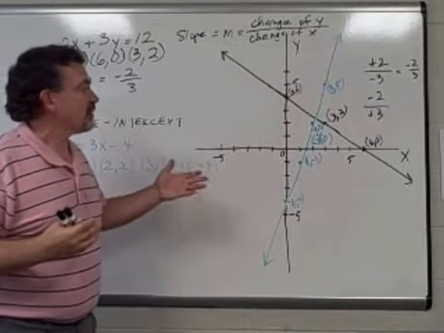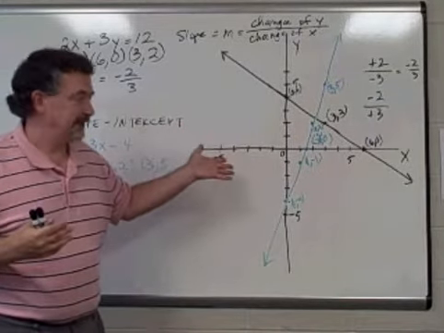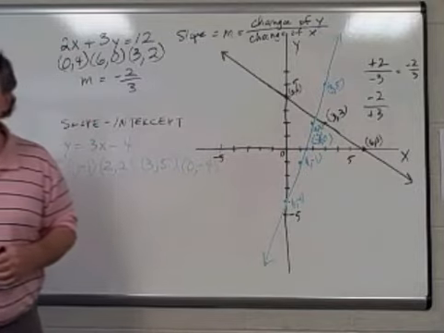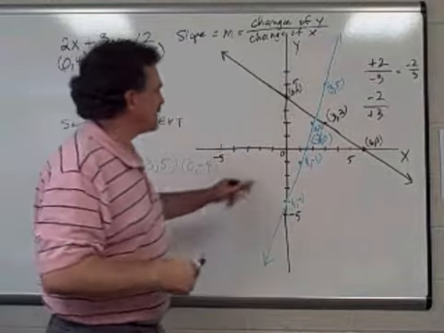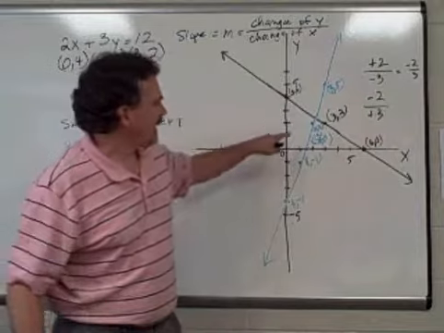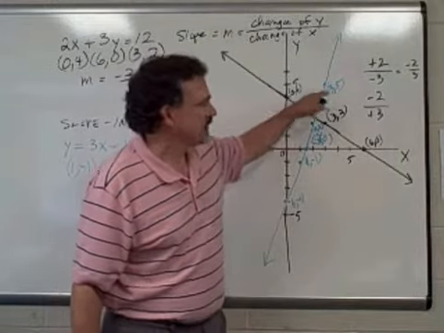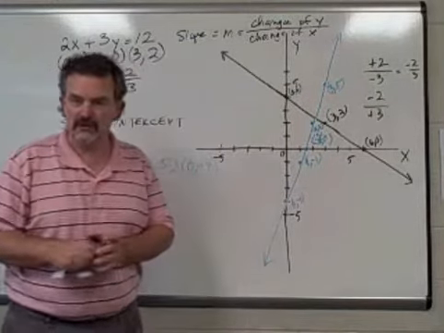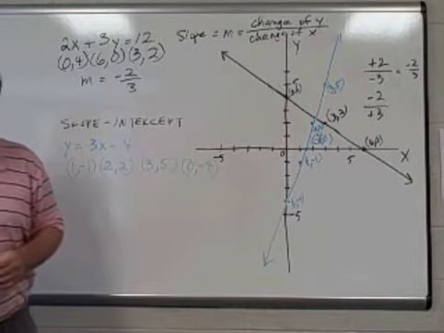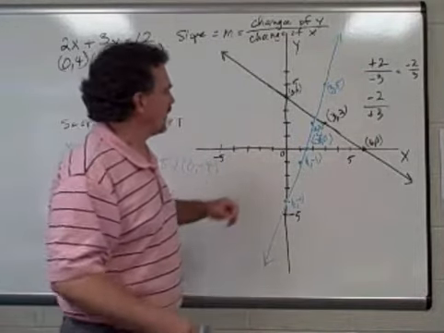Let's calculate the slope of our blue line. So let's pick 2 points that are on the line. How about the points (2, 2) and (3, 5)? Those are 2 points that are on our blue line. And let's calculate the slope for the blue line.